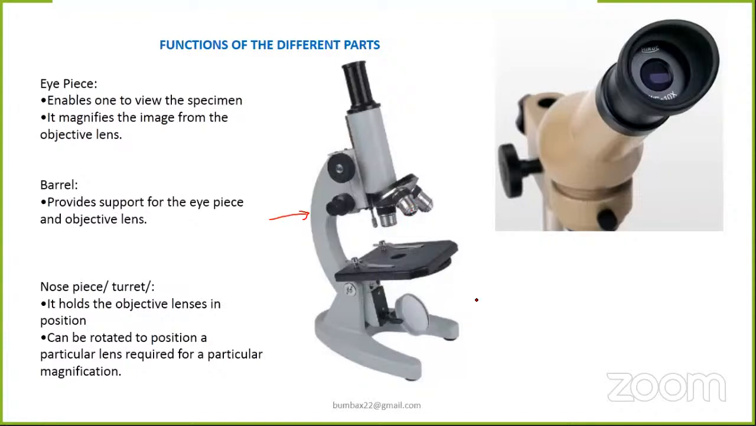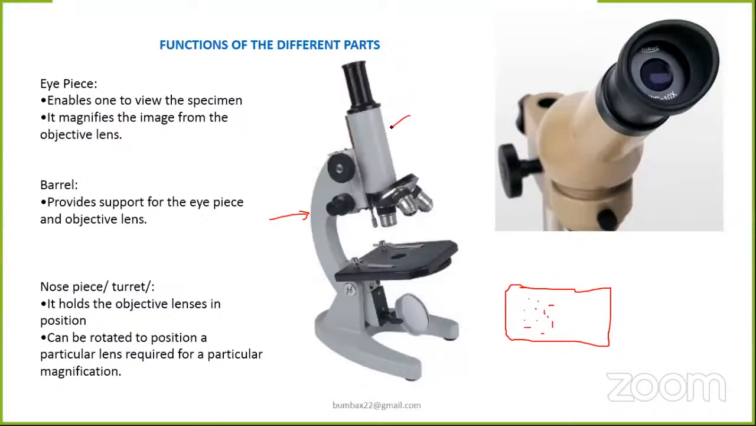For example, I'm assuming you have put a slide here. If you're seeing a sample from someone who has been suffering from malaria, under low power you may count up to, let's say, 100 plasmodium parasites in a single sample. But if you are using high power, you may only see two, but with more detail, their shape and everything. And then medium, you're going to see about 40, like that.